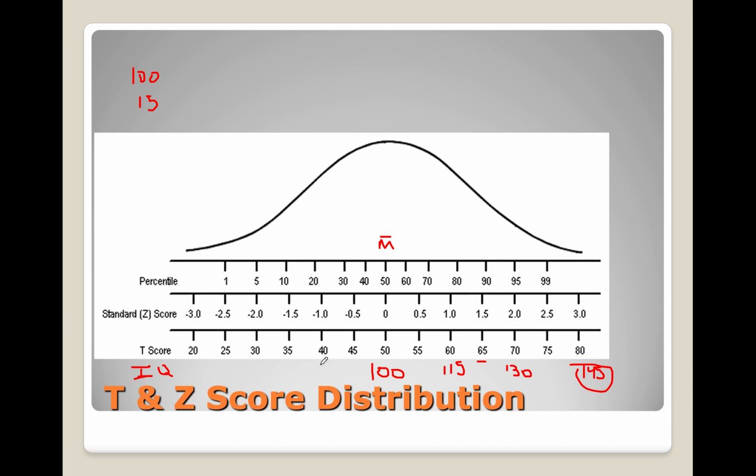I'm not good at subtraction. 85. And then 2 would be 70. And God willing, 55. So if you plotted that, perfect, you got it.